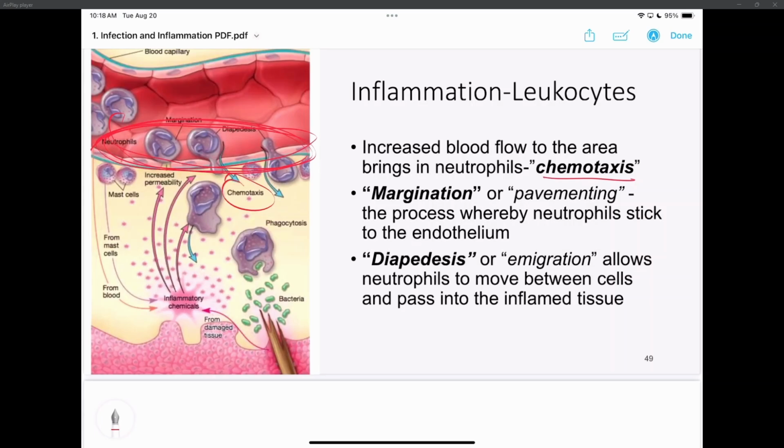process is called diapedesis, or immigration. And that allows the white blood cells to go through the vascular wall into the tissue where the infection is, so that the neutrophils can start doing their job. So this is the second phase. These leukocytes start to come into the area. They line up, margination, and they get through the wall, immigration.